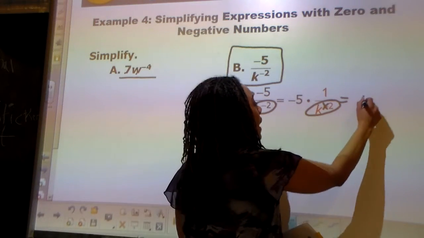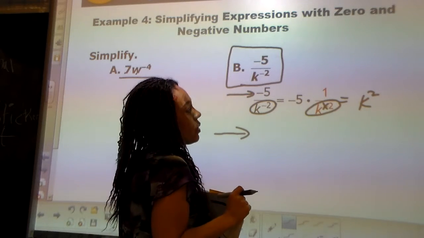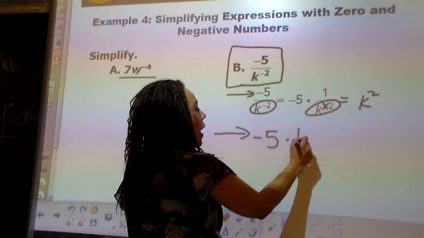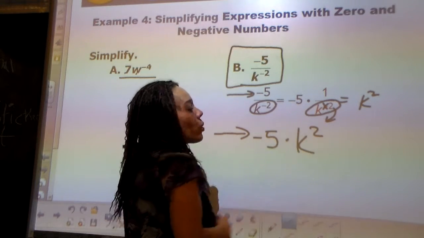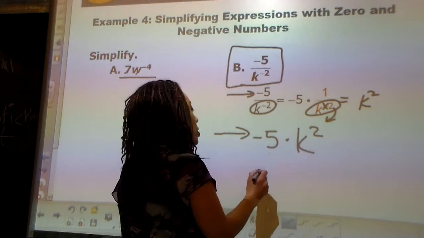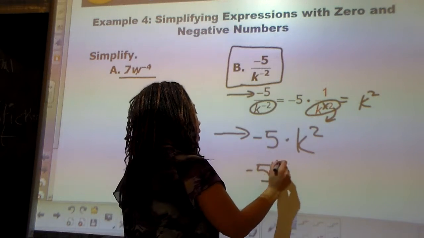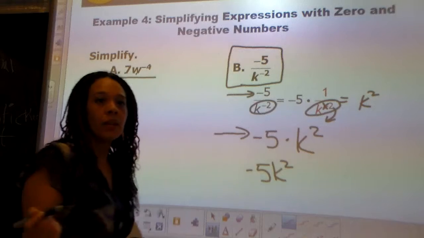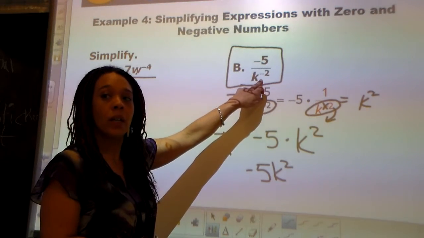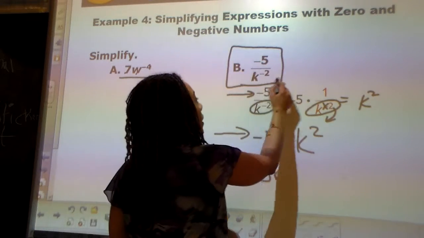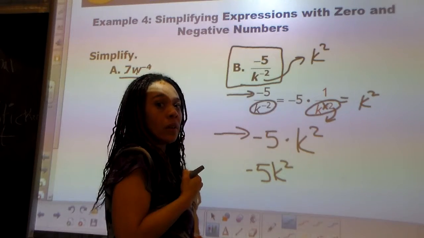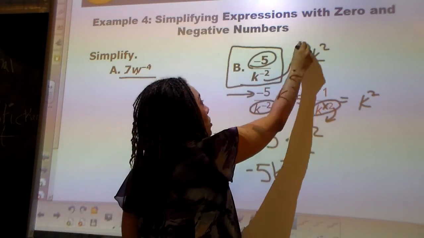Okay? So that actually just means k to the 2nd power. So you literally have negative 5 times k to the 2nd power because we worked backwards to get the negative out of the denominator, which makes your final answer negative 5k squared. So the tricky part in this one was having the negative exponent in the denominator. We just brought it up, dropped the exponent to k squared, and attached our current numerator to it.